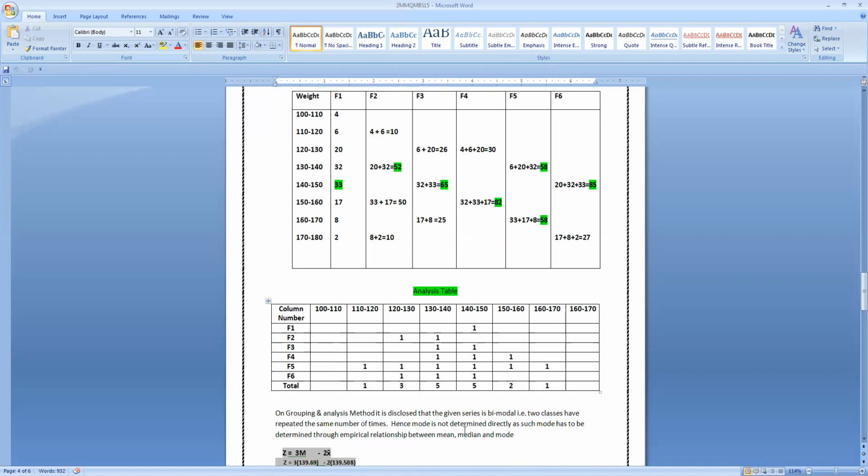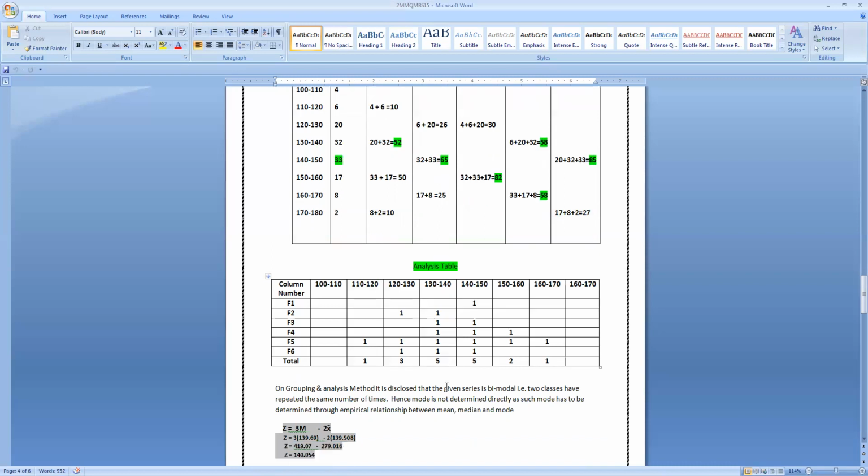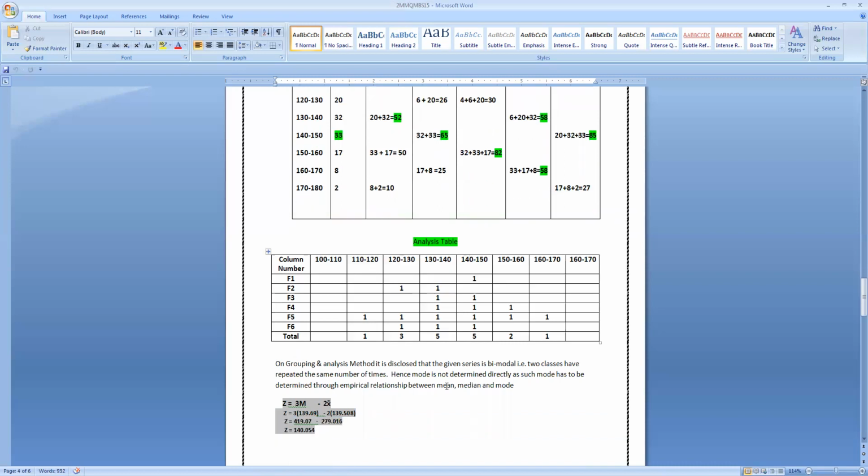So again, after seeing the values of the total column, here both the class intervals, that is 130 to 140 and 140 to 150, have the same total. In the case of the grouping and analysis table, if both the class intervals are the same, we find it very difficult to depict where the modal value is going to be seen. So at that time, we can decide ourselves that the mode is ill-defined. If the mode is ill-defined, we can use the empirical relationship formula, that is Z equals 3 median minus 2 mean. This formula can be used for the calculation of mode.